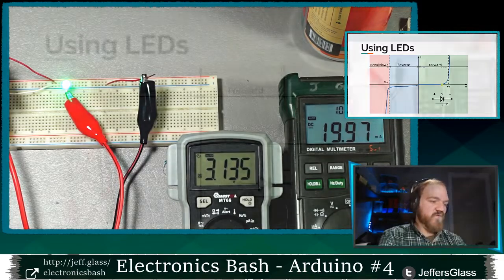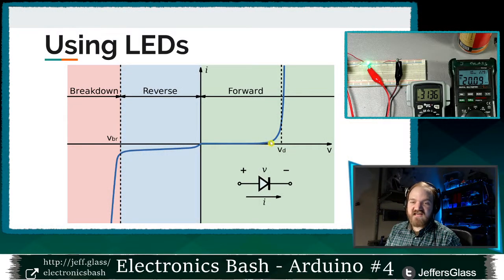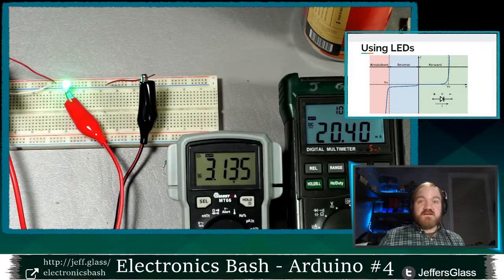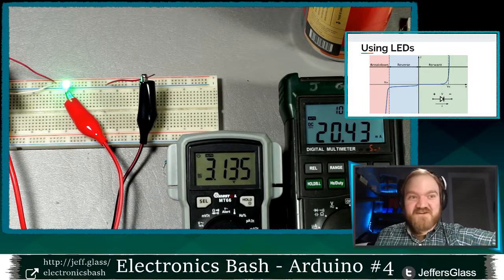So now we're in this part of our graph, right? Every little increase in voltage is going to rapidly increase the amount of current that this LED is allowing to flow. And the brightness is, in some sense, related to how much current is flowing. The more current is flowing across this LED, the more energy it's going to release as light and the brighter it's going to be. But at some point, it is going to die. So let's get there. I'm going to dial this up slowly.